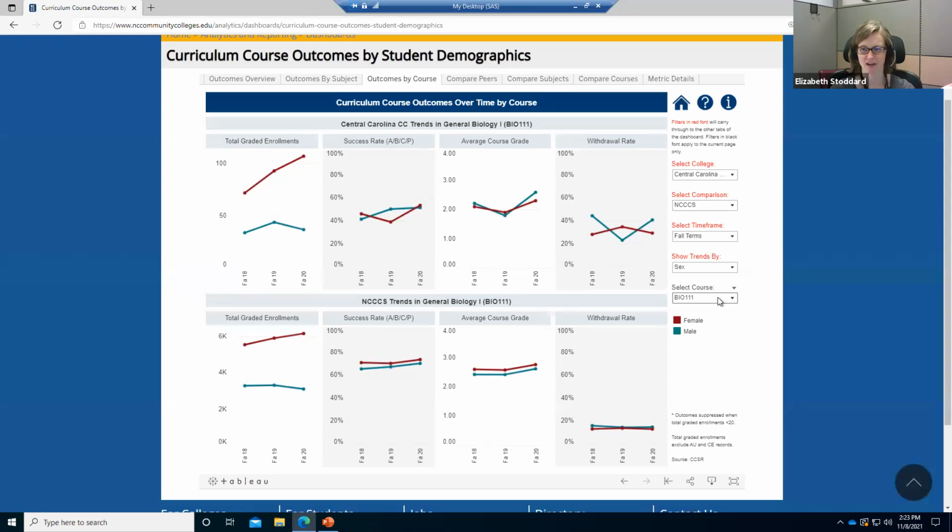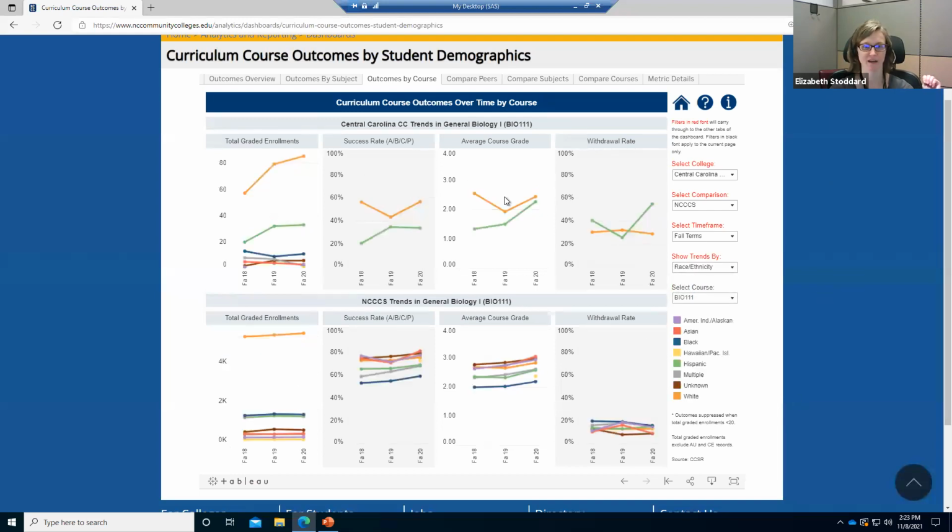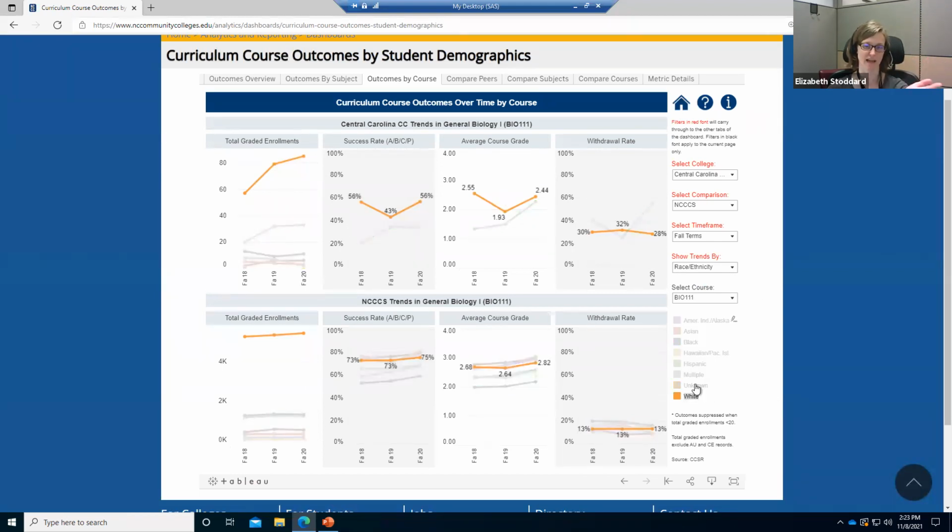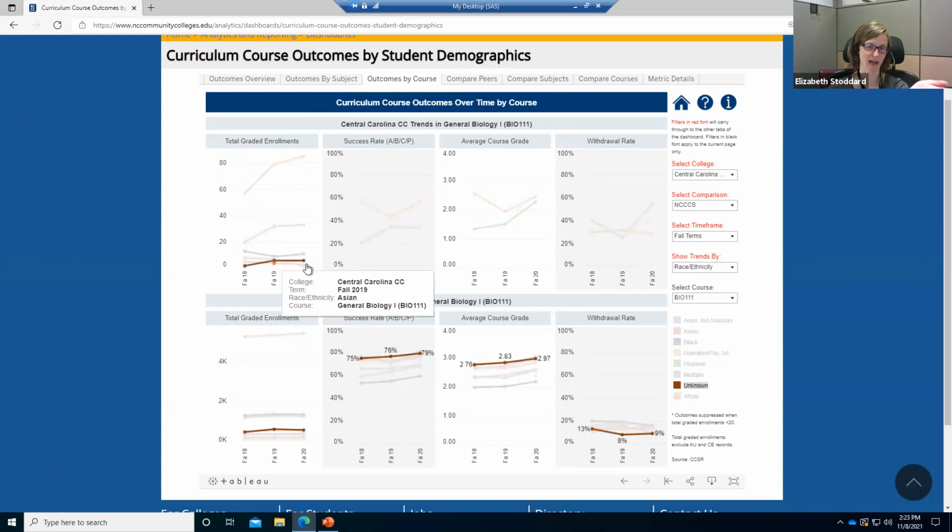So I just clicked on BIO 111, just so you can see what it looks like. If I disaggregate by race, ethnicity here, this is another case where, for the graded enrollments, we're seeing the orange line, which is white students. We're seeing a blue line, which is an unknown category. So we can see that there were enrollments, but there were fewer than 20 enrollments from students in this unknown racial ethnicity category, because we're not seeing the success and the outcomes for that category.